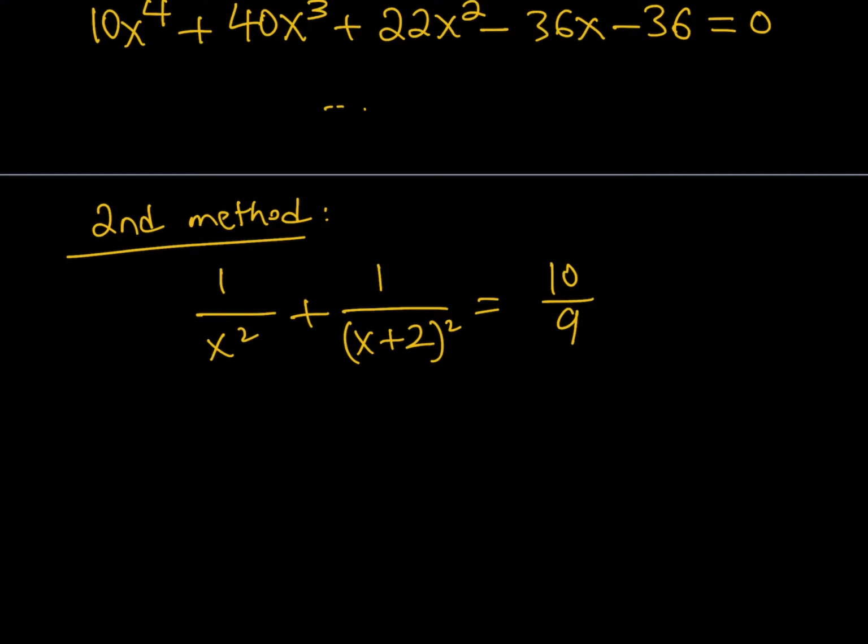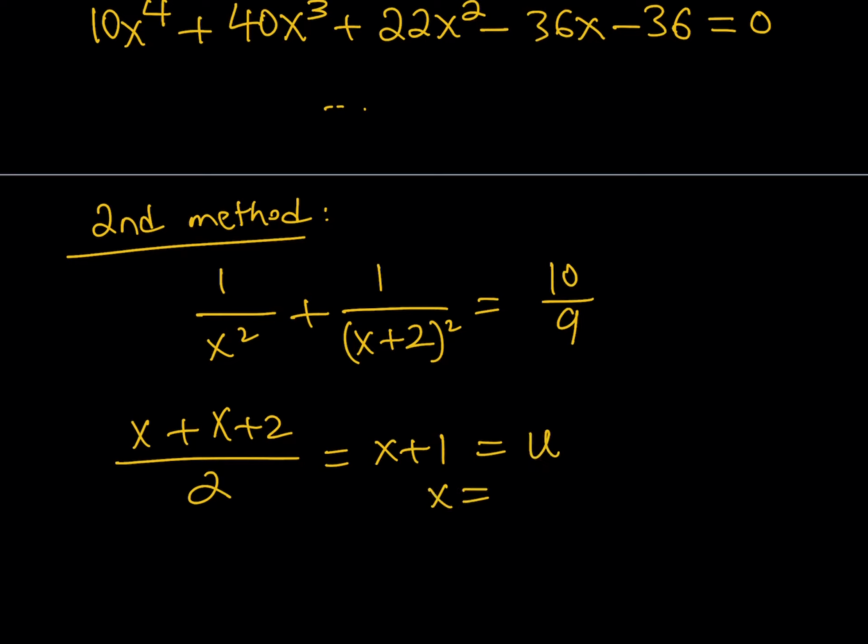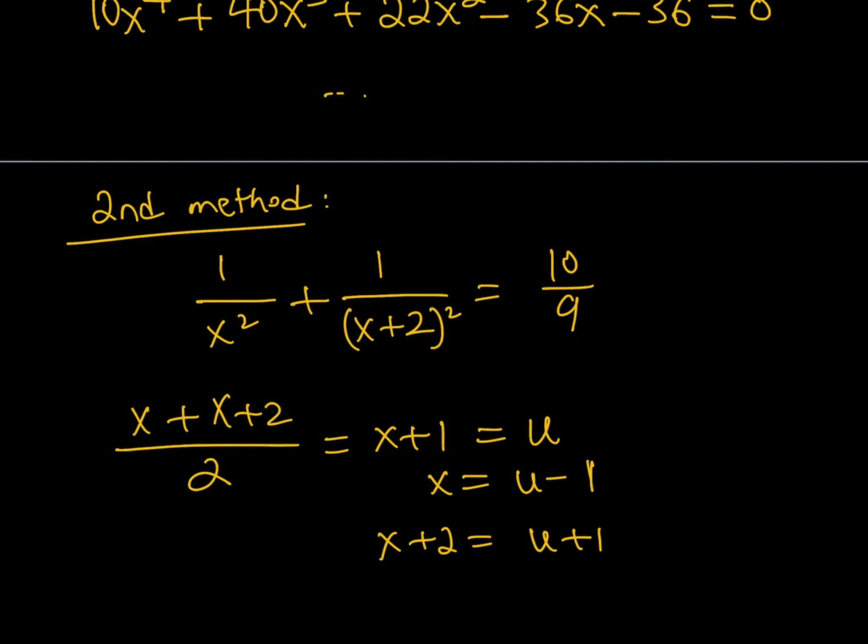And that strategy is basically, what is the average of x and x plus 2? Let's start with that one, okay? The average of two things is basically you add them up and divide by 2, and this should be x plus 1. So x plus 1 is what we're going to call u. Awesome. This means that x is equal to u minus 1, and x plus 2 is going to equal u plus 1. So that's the beauty of this method, that it's going to give us some symmetry. That's what we're looking for, okay?